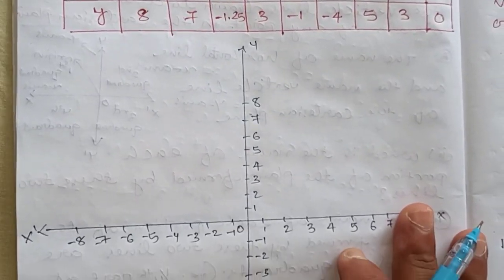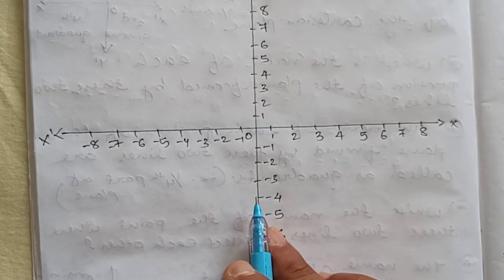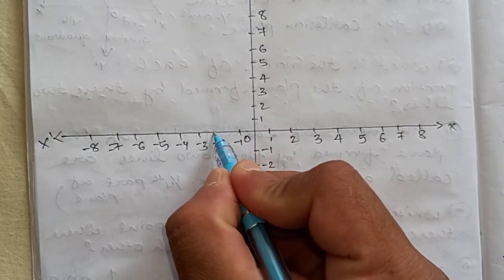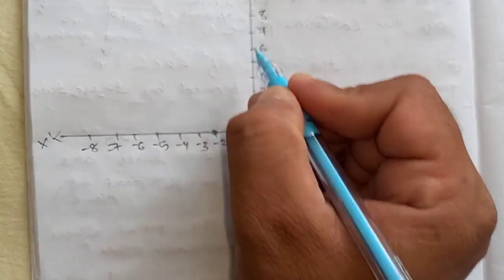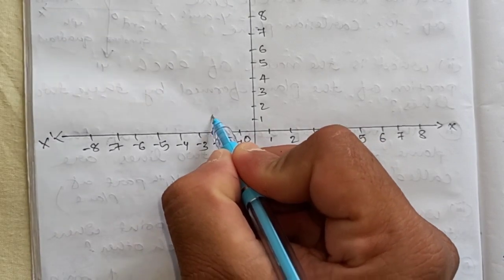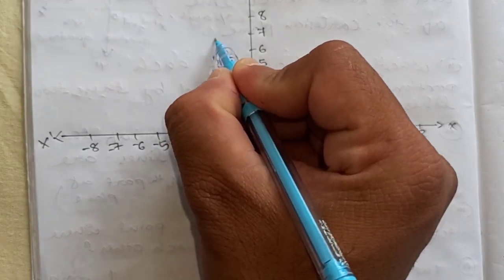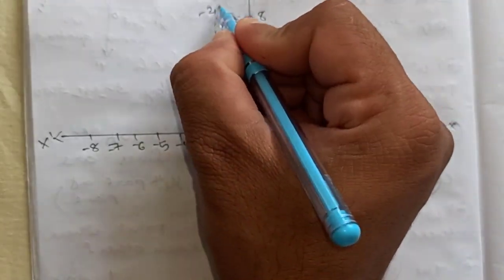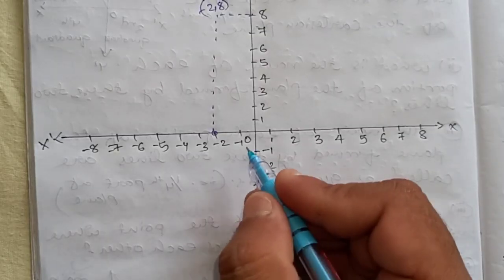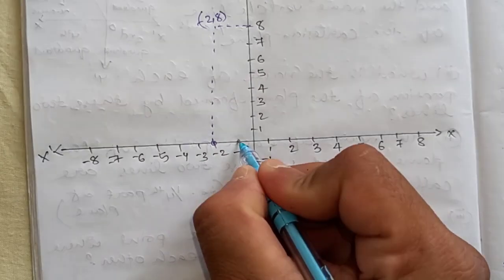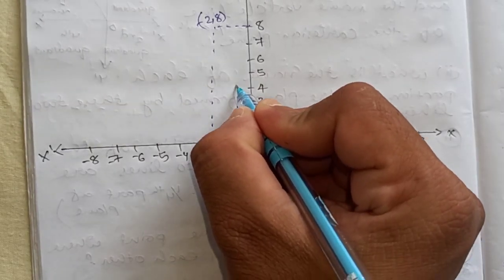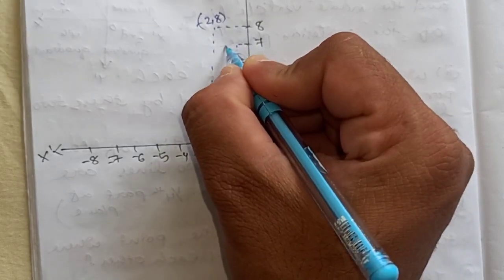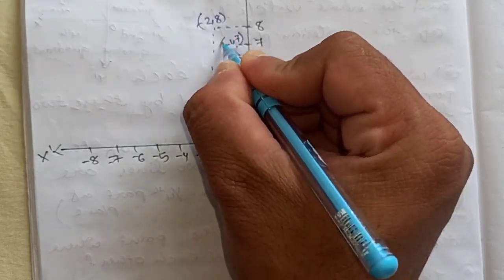So I have drawn a Cartesian plane here. The first coordinate is (-2, 8). Okay, -2 is here and 8 is here. So we will join them with a dotted line. So it is (-2, 8). Okay, next is (-1, 7). Take it up to 7. So this is (-1, 7).